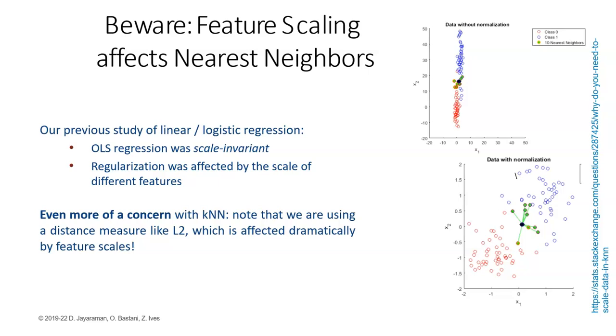Be aware, feature scaling affects the nearest neighbor. Feature scaling is one of the techniques used in KNN. In our previous study we saw that OLS regression was scale invariant. In Python we have OLS as well, the function exists and you can apply it directly. Regularization was affected by the scale of the different features. This is an even bigger concern with KNN, since we are using a distance measure like L2, which is affected dramatically by the feature scales.